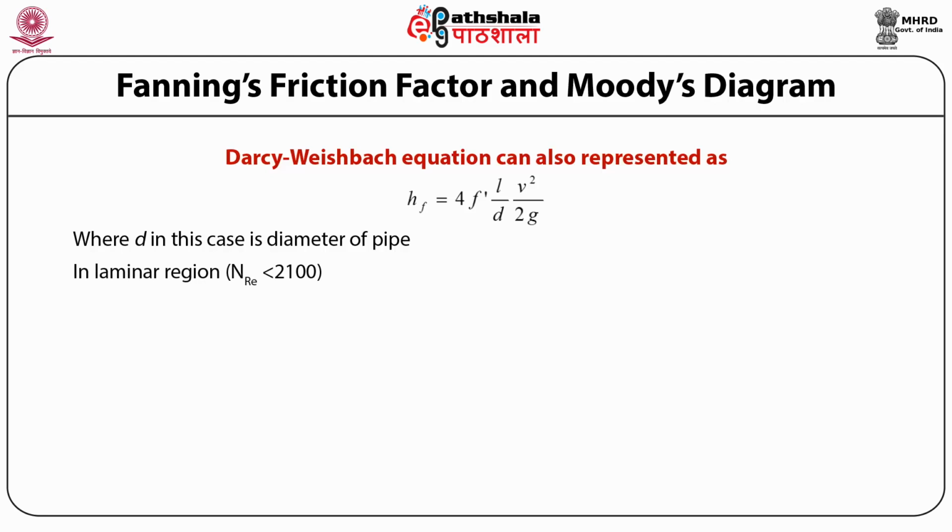In the laminar region, that is NRE, Reynolds number less than 2100, the relation can be given as f' is equal to 16 by Reynolds number, 16 by NRE. For Reynolds number varying from 4000 to 10,000, the empirical relation developed is f' is equal to 0.079 divided by Reynolds number to the power 0.25. In the complete turbulent region, some other relation is also there.